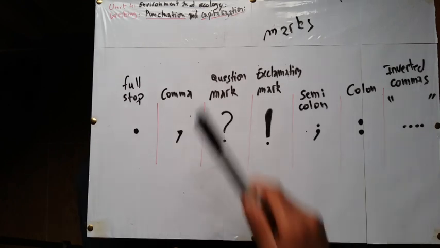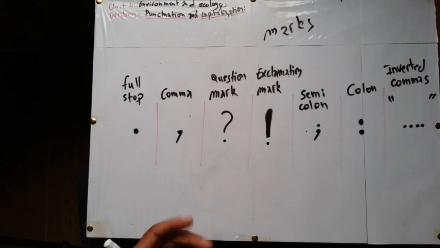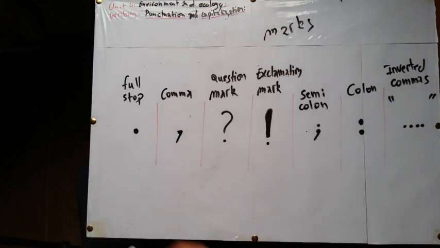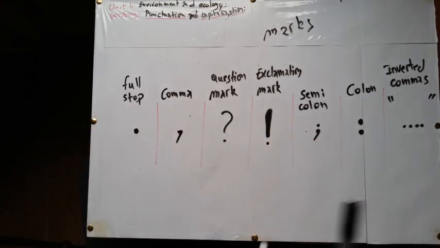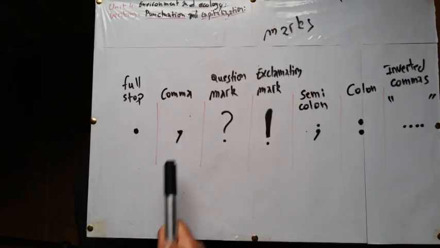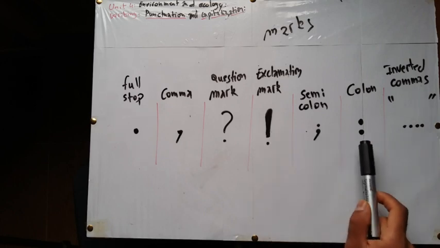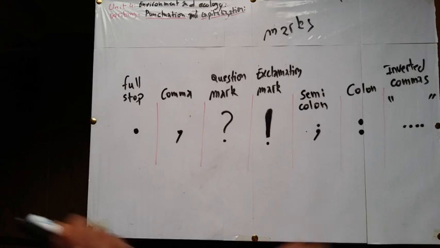The next lesson is going to be about capitalization. We're going to see what capitalization is and when we use it. But now let's take a look at when we use each and every one of these punctuation marks. First one, full stop, comma, question mark, exclamation mark, semicolon, colon, and we have inverted commas. Now let's take a look at when we use these punctuation marks.